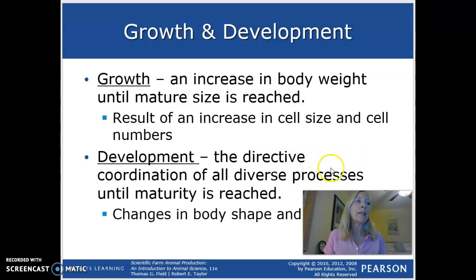Development, on the other hand, is changes in body shape and form. So development sometimes can be related to sexual maturity, especially in animals. So development in bulls, for example, they get that thicker neck and a crestiness in the back of their neck. Same with really all male animals do that. But that would be development.